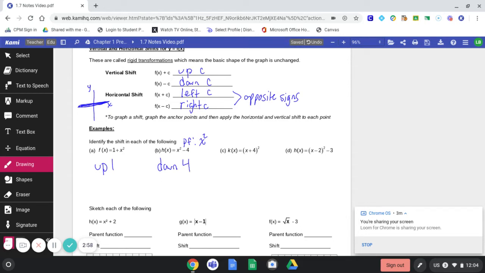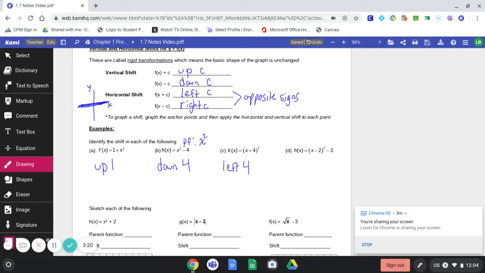Now the difference is when you look at letter C, we're adding directly to that x value. So in letter B, you squared it and then subtracted 4. Here you're adding 4 to x and then squaring it. So since it's happening directly to the x value before anything else, that's moving it left and right. So this is going left 4.